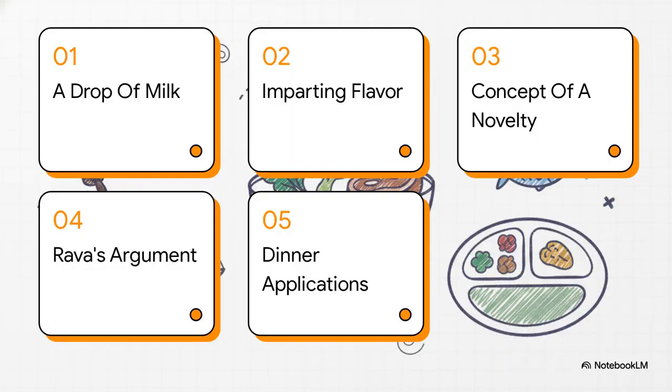Here's our roadmap for today. Number 1, a drop of milk. Number 2, the rule of imparting flavor. 3, the concept of a novelty. 4, Rava's counterargument. And 5, dinner table applications.